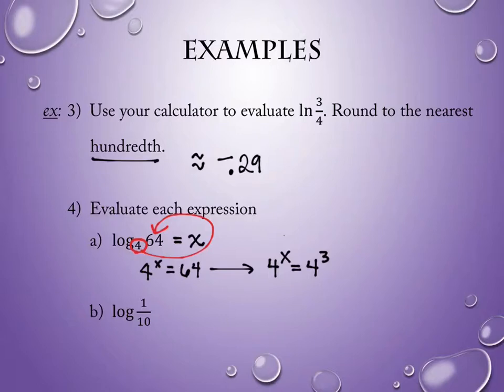4 cubed is 64. So what I'm trying to do, truthfully, is get the same base on both sides. So if the bases match and these two sides are equal, then what do you think has to be true about the exponents? They're equal as well. So this x that I sort of made up out of nowhere, we just solved and figured out that it's actually equal to 3.